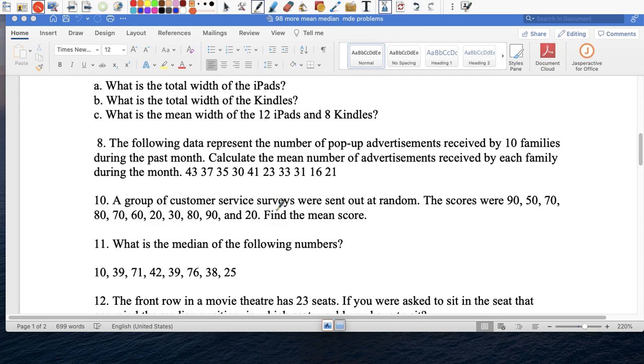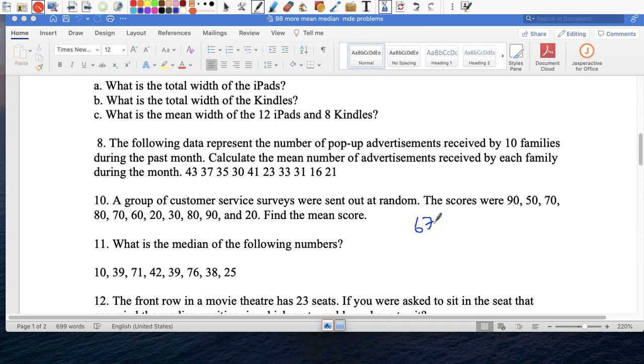Again, yeah, very repetitive, and I apologize. It's just, again, reinforcing mean, median, and mode here. Shift. So 90 plus 50 plus 70 plus 80 plus 70 plus 60 plus 20 plus 30 plus 80 plus 90 plus 20. Enter. We get 670.